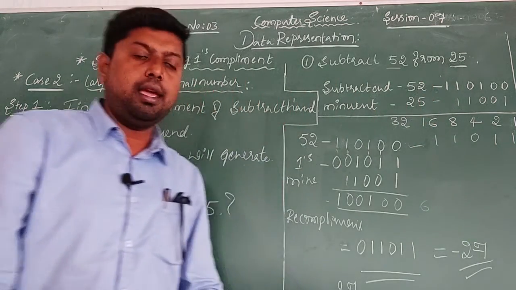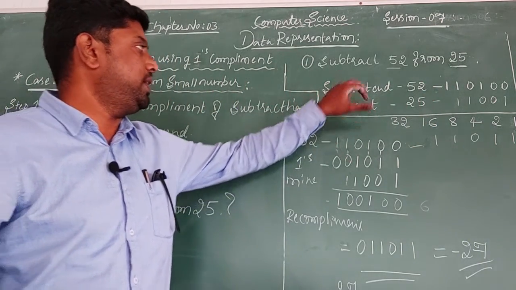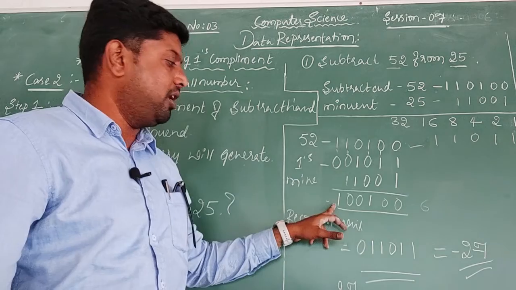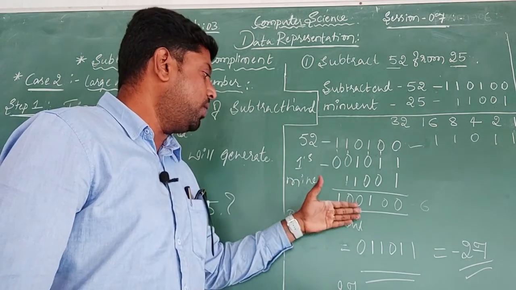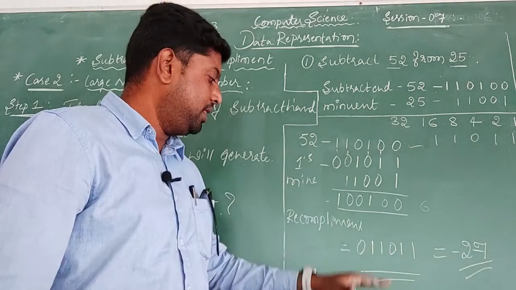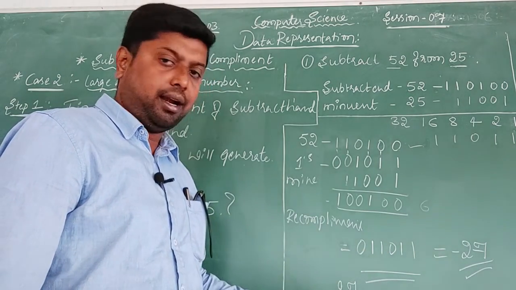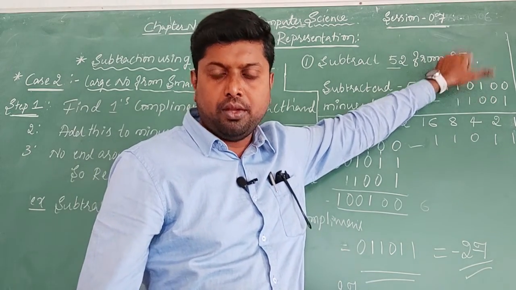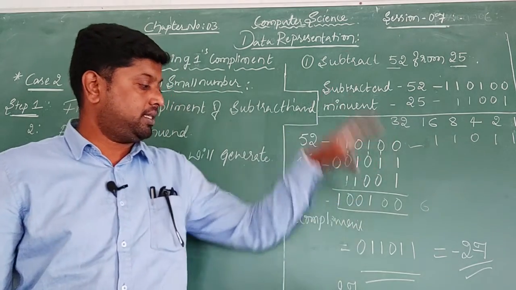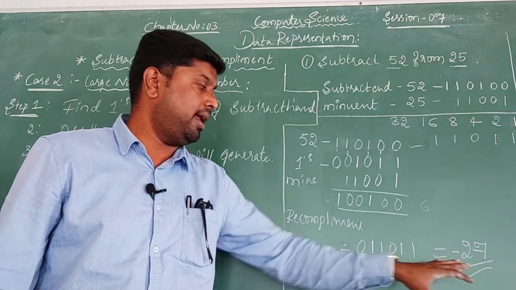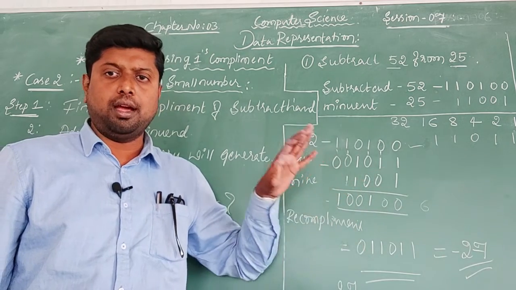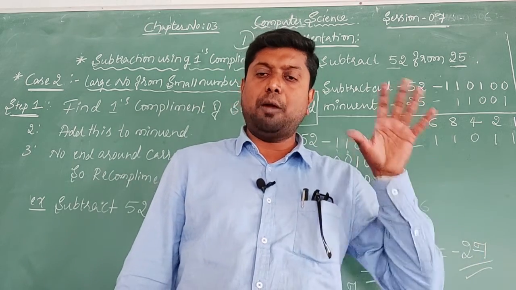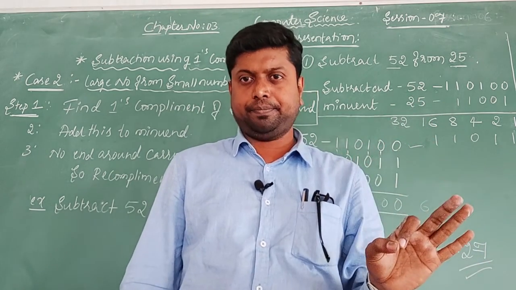So this is the ones complement method, subtracting a large number from a small number. This time you will not get end around carry. So once again you just recomplement it, then it becomes the exact result. Check this one, 52 from 25. Of course the result should be minus 27. So this problem is correct. Cross check this method, how to calculate and how to complement. Those are very important terms. After this we are going to the last conversion method, subtraction using 2's complement.